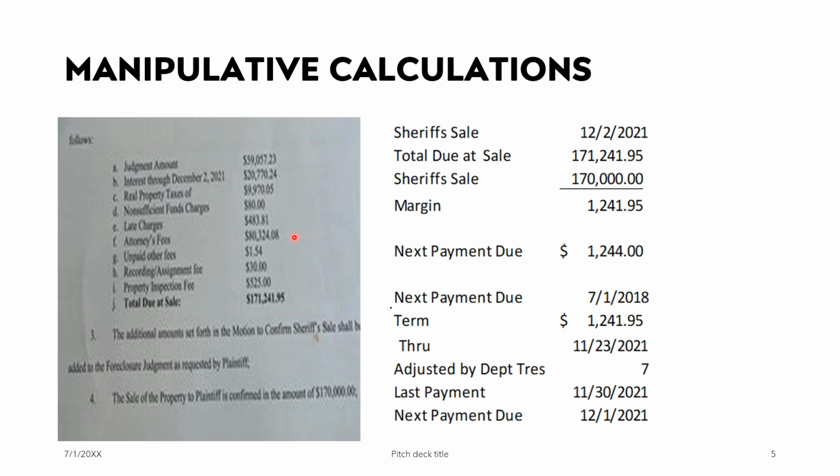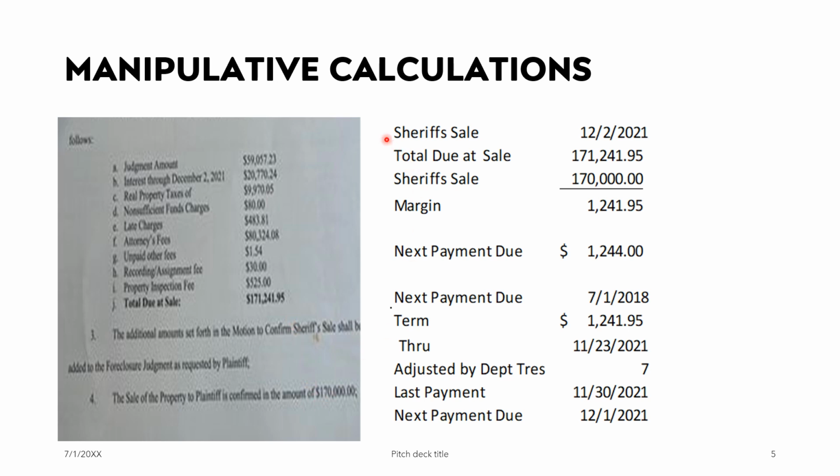These are the questions that we're asking, and that's all based on a sale of the property that is confirmed in the amount of $170,000. So as an accountant, we're going to point out any deficiency here. At first glance, you have a deficiency. The total amount due at sale was $171,241.95, and the sale of the property to the plaintiff is confirmed at $170,000. So the difference there between $171,241.95 and $170,000 is $1,241.95. That's no big deal.